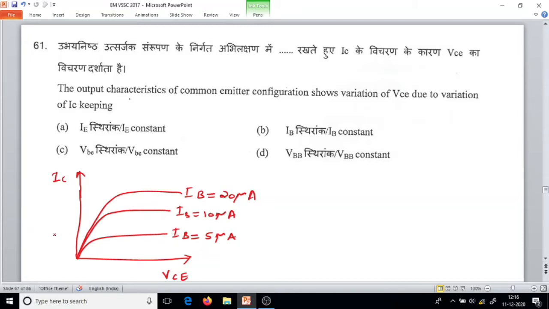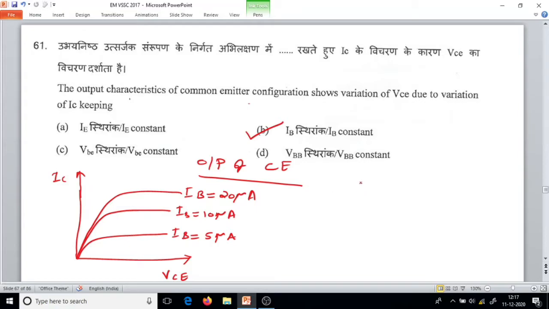Okay. So if we see these output characteristics of the CE configuration, we are keeping the IB constant and varying the VCE and we are plotting the graph of VCE versus IC. So IB is constant here. The output characteristics of common emitter configuration shows variation of VCE due to variation of IC keeping IB constant.